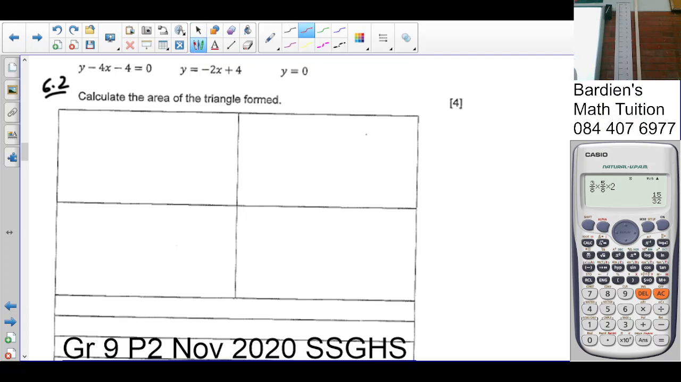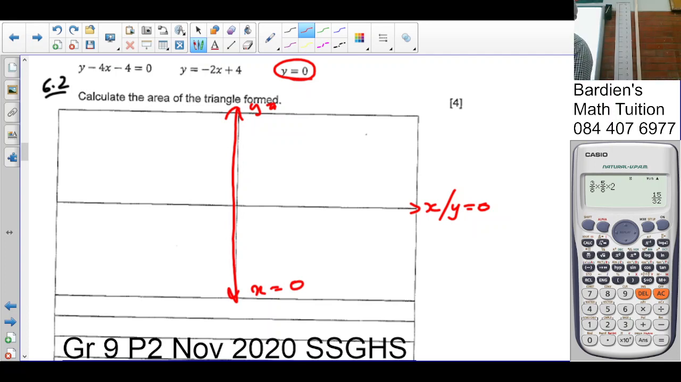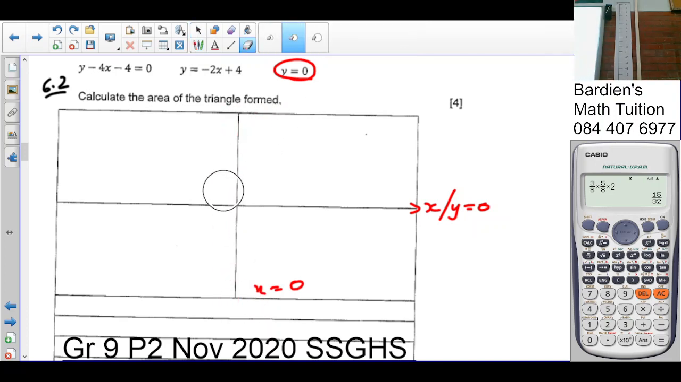So, firstly, y is equal to 0. That is your x-axis. This was your x-axis, also your y is equal to 0 line. This is your y-axis, which is also x is equal to 0. So the equation of your x-axis is y is equal to 0, and the equation of your y-axis is x is equal to 0. Now, that y is equal to 0 is this line.